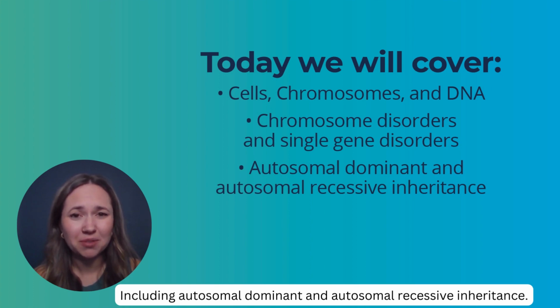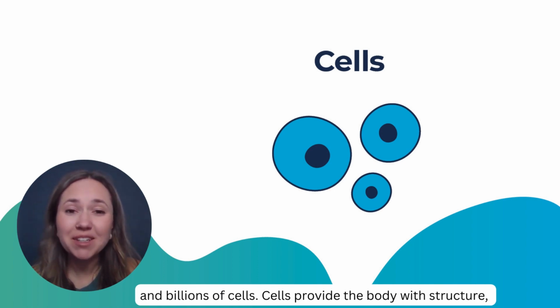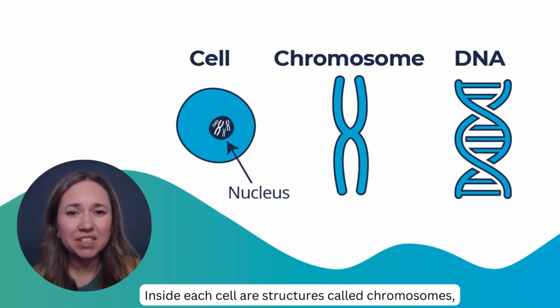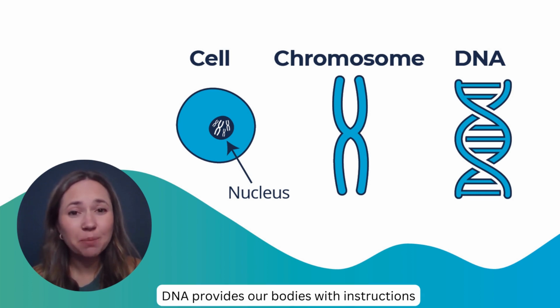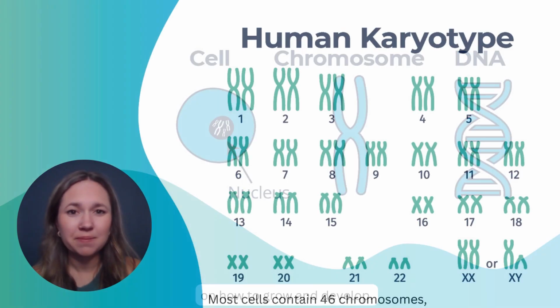All animals, including humans, are made up of billions and billions of cells. Cells provide the body with structure, make energy, and perform many different specialized functions. Inside each cell are structures called chromosomes, which are tightly wound packages of DNA. DNA provides our body with instructions on how to grow and develop.